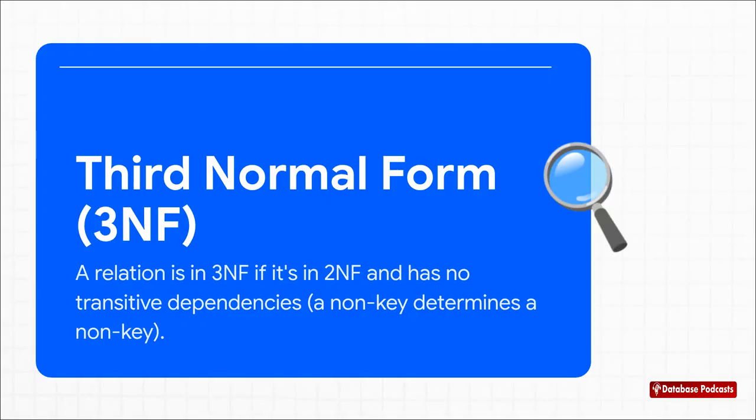Next up is third normal form, 3NF. This one tackles a different kind of sneaky problem called a transitive dependency.